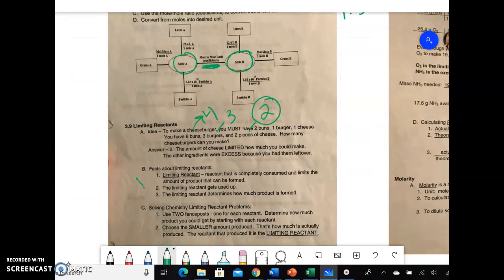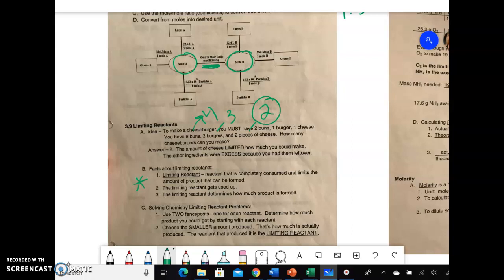This section right here is really important for AP Chemistry multiple choice questions. A lot of times they'll ask you the idea behind limiting reactants and not just to solve them. So first of all, the limiting reactant is the one that gets completely used up in the reaction, so the one that you run out of first, and it limits the amount of product that can be formed. And what that means is once you use up the limiting reactant, the reaction stops. So you've made as much product as you can.